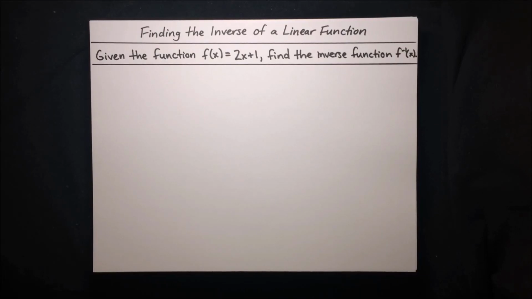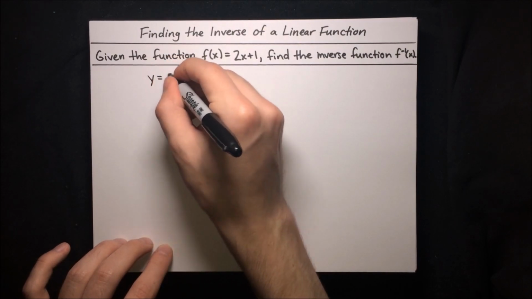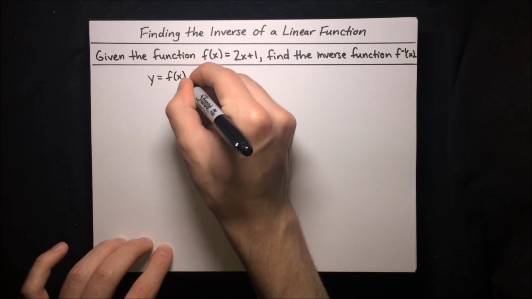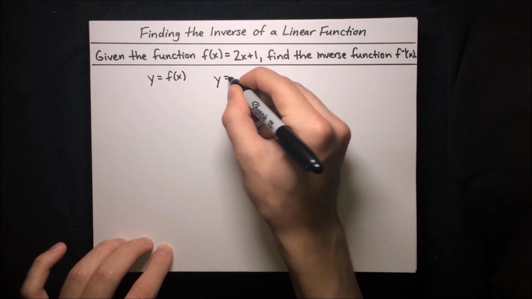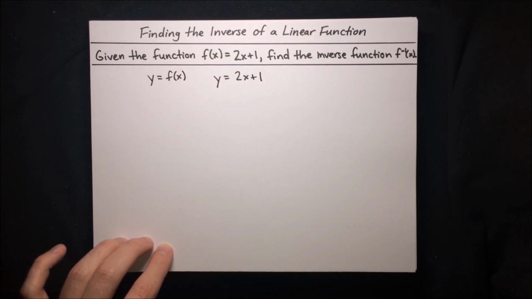In this video, I'm going to show you how to find the inverse of a linear function. So here we're given the function f of x equals 2x plus 1, and we want to find the inverse function, f inverse of x. First of all, why don't we write this original function using x and y notation? With y equal to f of x, we can write that y equals 2x plus 1. That's just the definition of our function.